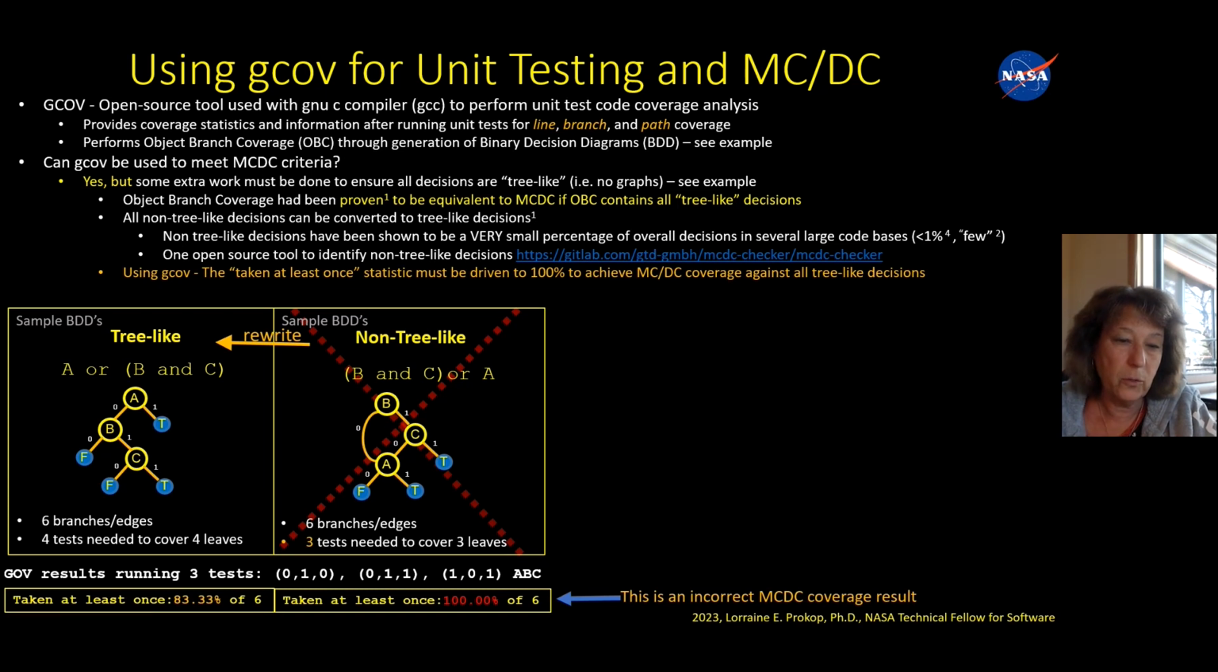What is the nuance between these two forms of trees? Let's just say up front that there's a statistic in Gcov called taken at least once, and that's the one that you look at when you're doing MCDC. If you get the taken at least once to 100% and all your decisions are tree-like, you can be confident you have done MCDC. So looking at this example, the tree-like diagram here has 6 edges and 4 leaves.